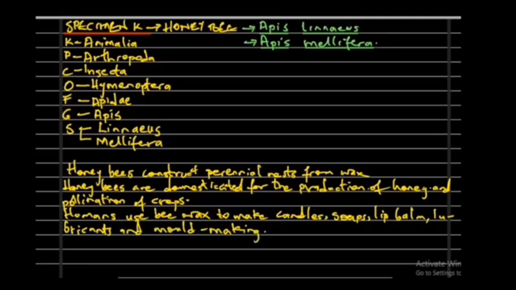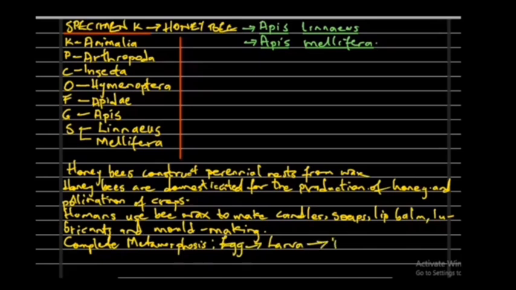Now, the metamorphosis of this particular animal is complete. It has complete metamorphosis, that is, it starts from the egg to the larva and then to the pupa, before it becomes an adult. These are the stages of this particular organism.